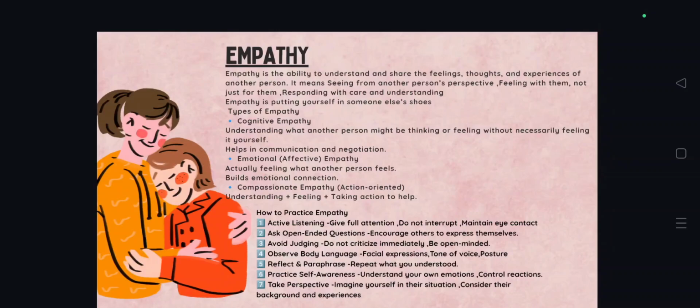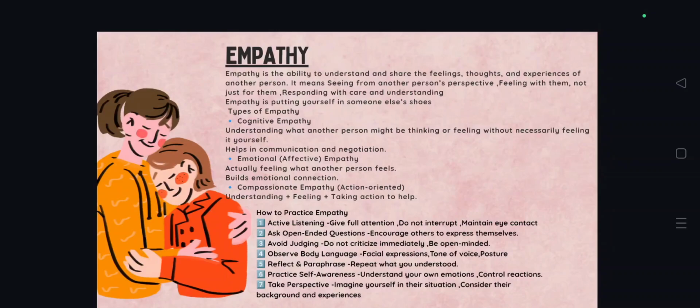Fine. So there are steps through which you can practice empathy. So first of all, you have to be a good listener. If you're not a good listener, you don't listen to people properly, you're very judgmental, so it's quite hard for you to practice empathy. So first you have to be a good listener. When someone is talking, maintain eye contact, do not interrupt, and give full attention to whatever they are saying. Then put your perspective, your point of view, whatever you want to convey.